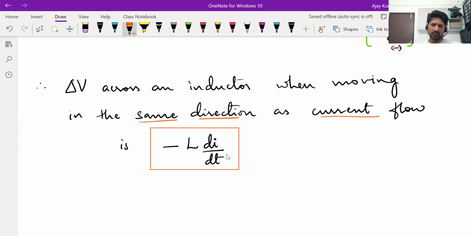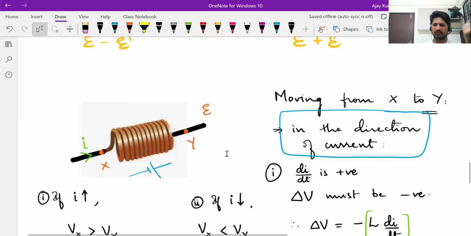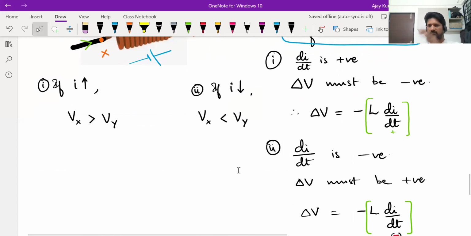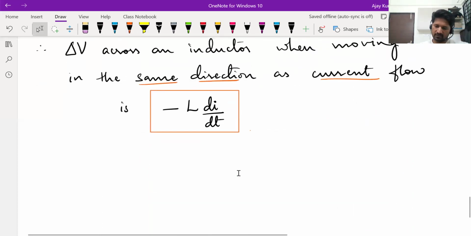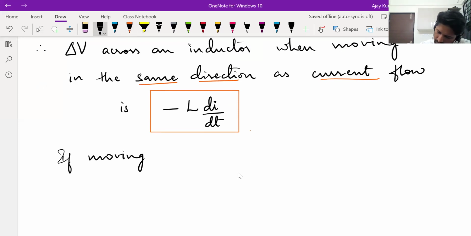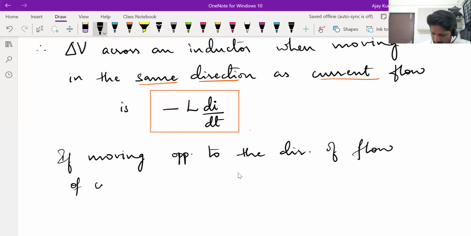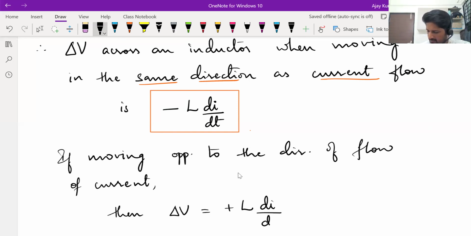In case you go opposite to the current, which means you go from Y to X, then the formulas will get reversed. Then you will have an extra negative sign, so that minus will get cancelled and it will become plus L di by dt. So if moving opposite to the direction of flow of current, then the potential change should be taken as plus L di by dt.